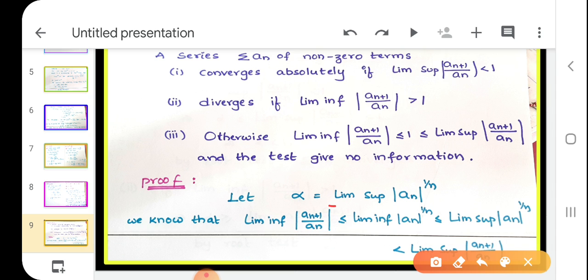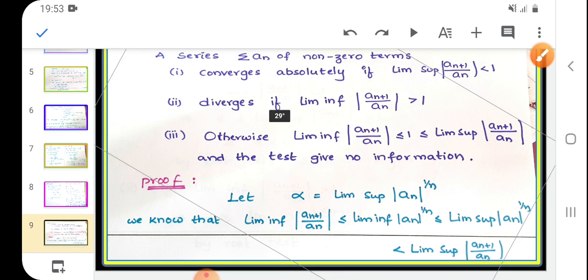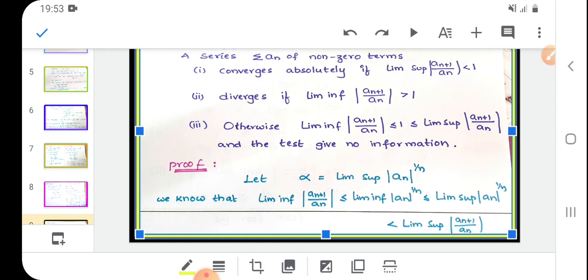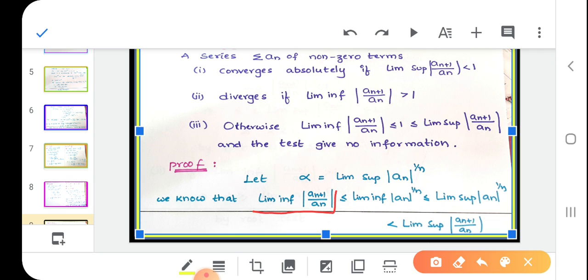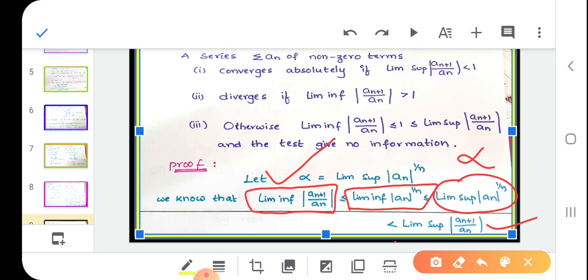Now I write the limit supremum of a_n^(1/n) as alpha in this inequality. So what do we get here? See, what is the inequality here? Limit infimum of a_{n+1}/a_n, limit infimum of a_n^(1/n). Limit supremum of a_n^(1/n) as alpha, and less than limit supremum of a_{n+1}/a_n. Now I take only the first and last values. In the middle we have the infimum value and supremum value. I take only the supremum value, that is alpha.